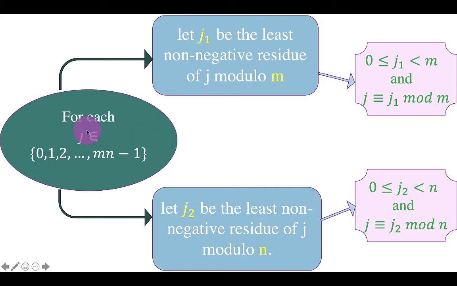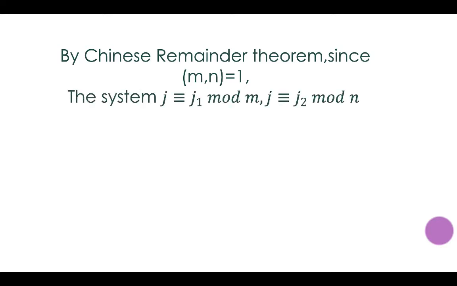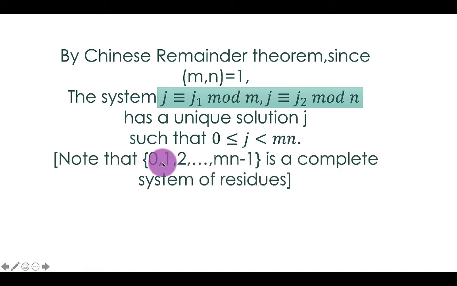Thus, for each j in this range, we have obtained two integers j1 and j2 satisfying the system of congruences j congruent to j1 modulo m and j congruent to j2 modulo n. Now we can apply Chinese remainder theorem to this system, since the moduli m and n are relatively prime. By Chinese remainder theorem, this system will have a unique solution j in the range 0 to mn minus 1. Since the set 0, 1, 2, etc. mn minus 1 is a complete system of residues, there will be exactly one solution to this system from this range.